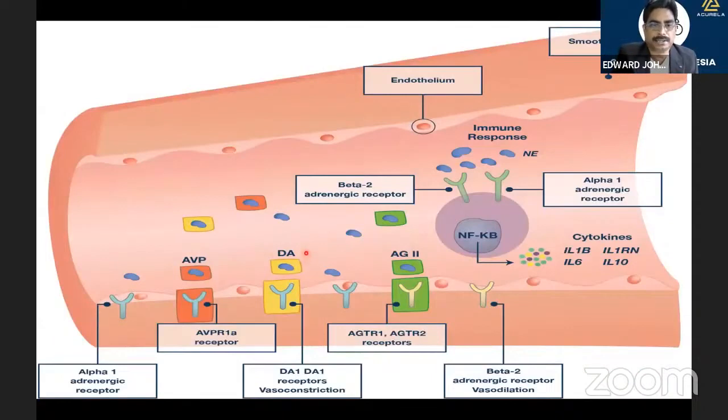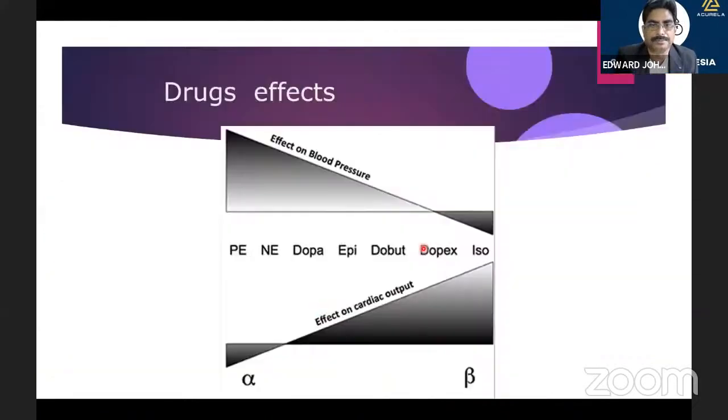So these are the receptors found in the blood vessels: alpha 1 receptors, beta 2 receptors, then arginine vasopressin receptors, dopamine receptors, and angiotensin receptors. These receptors are present in the vascular smooth muscle. So you have to select a drug accordingly to cause vasoconstriction in case of shock.